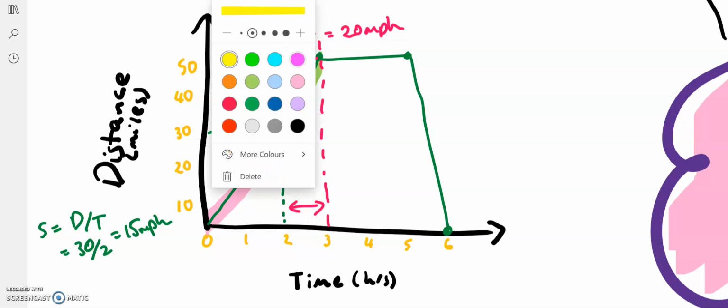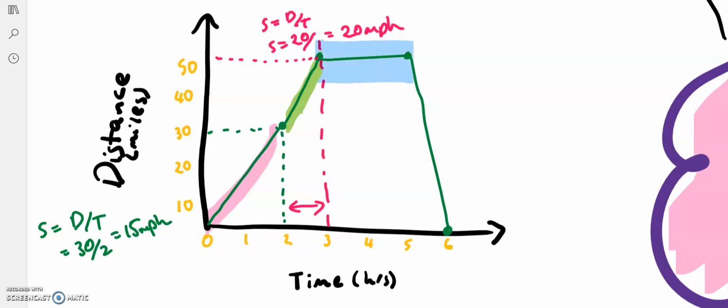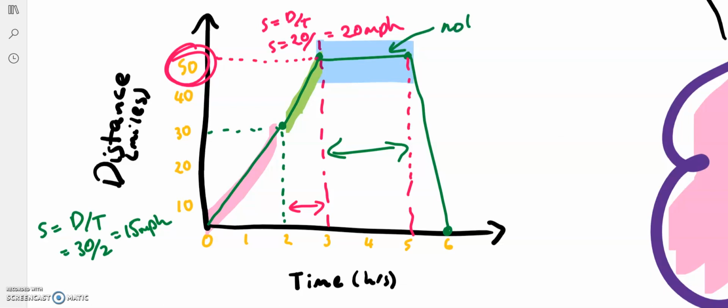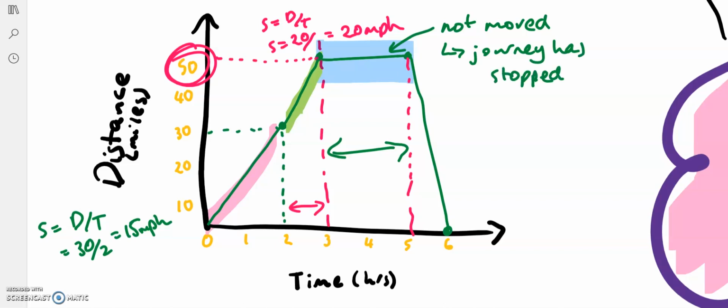A big feature though is, do you notice that we have this section here represented by a horizontal line? And that horizontal line is taking place in between hours 3 and 5. So do you notice that after 3 hours we are 50 miles away? And after 5 hours we are also 50 miles away. Therefore, between hours 3 and 5, we have not moved. Maybe our journey has stopped. Or we could maybe say we are stationary.